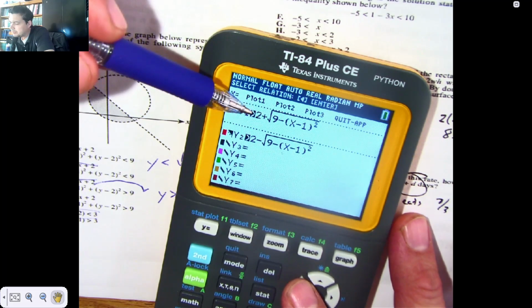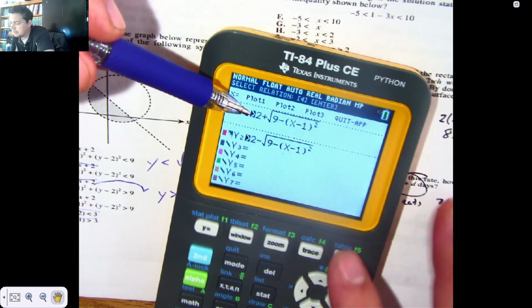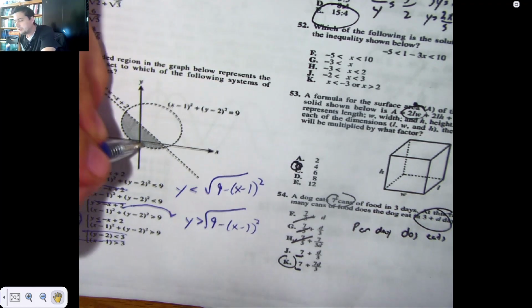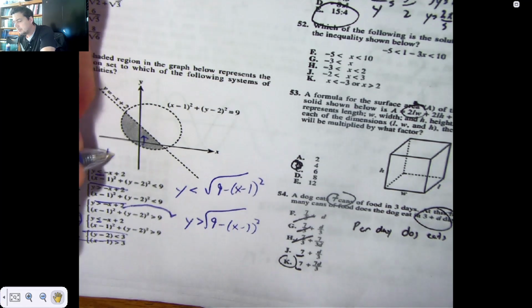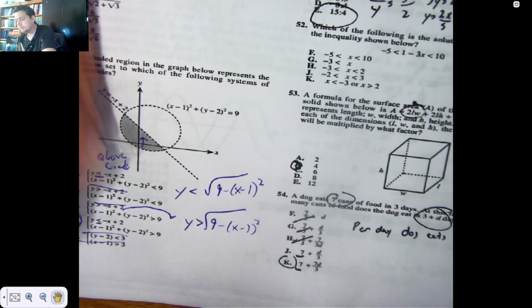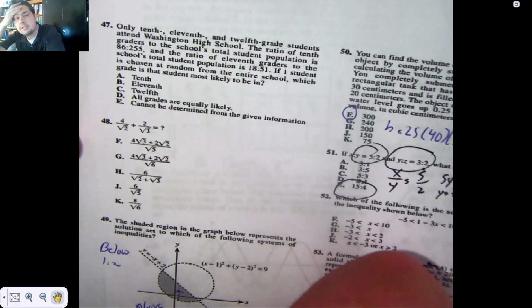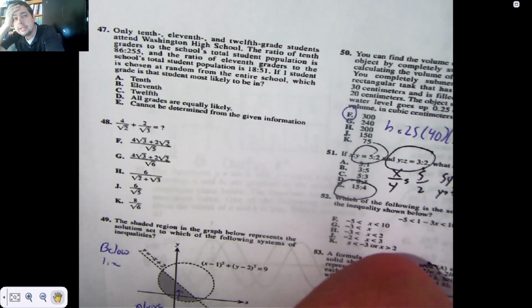Oh yeah, we have the whole plus or minus thing, which is throwing off too. But it's a greater than symbol because you're going to be above the circle. I don't know why I spent all that time checking it algebraically, but you're above the circle. See? So anyways, needed a greater than symbol. Sorry I wasted so much time on that. 47, only 10th, 11th, and 12th grade students attend Washington High School.